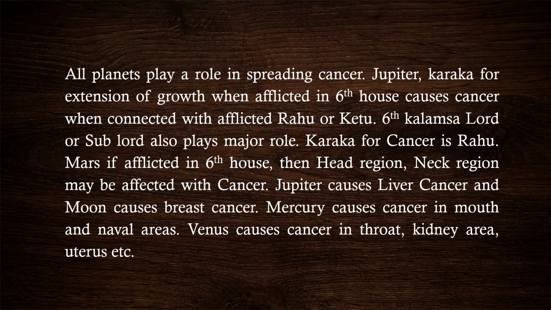All planets play a role in spreading cancer. Jupiter, Karaka for extension of growth, when afflicted in 6th house, causes cancer when connected with afflicted Rahu or Ketu. 6th Kalamsa Lord or Sublord also plays a major role. Karaka for cancer is Rahu. Mars, if afflicted in 6th house, then head region, neck region may be affected with cancer. Jupiter causes liver cancer and Moon causes breast cancer. Mercury causes cancer in mouth and navel areas. Venus causes cancer in throat, kidney area, uterus, etc.